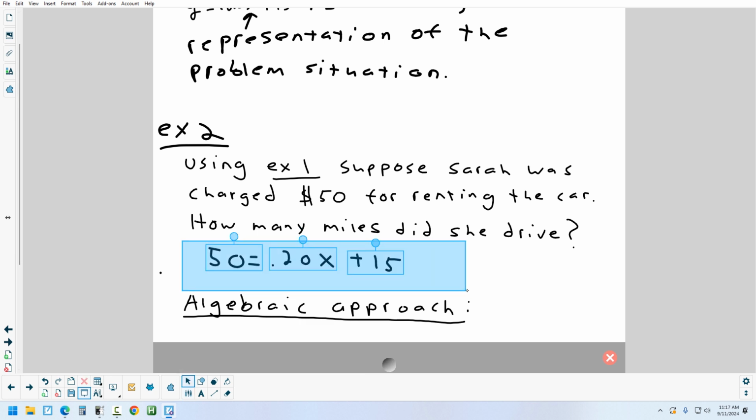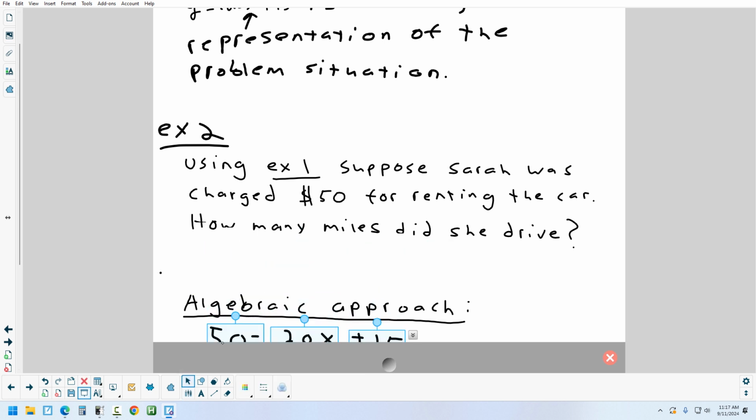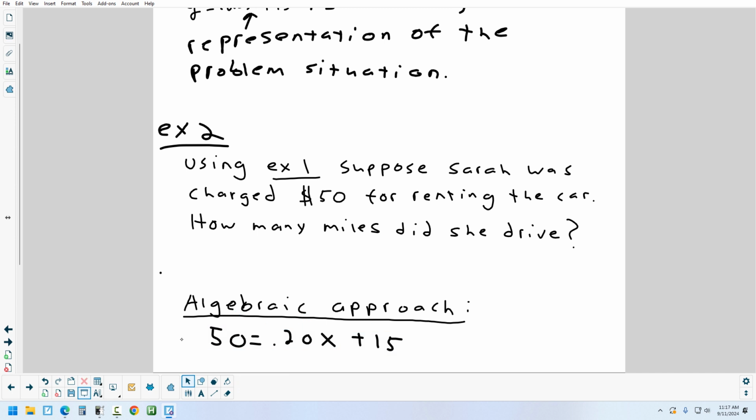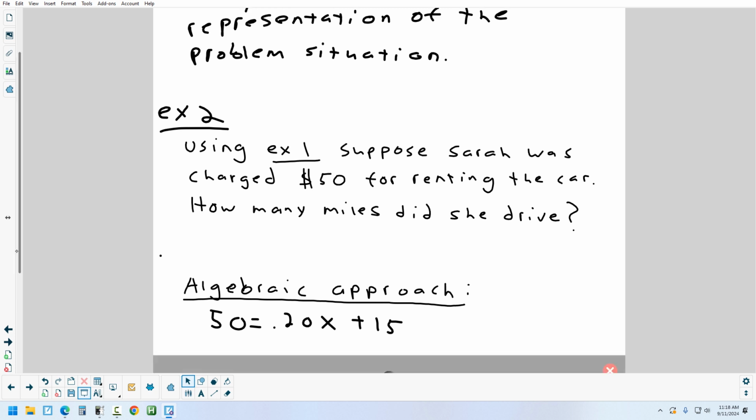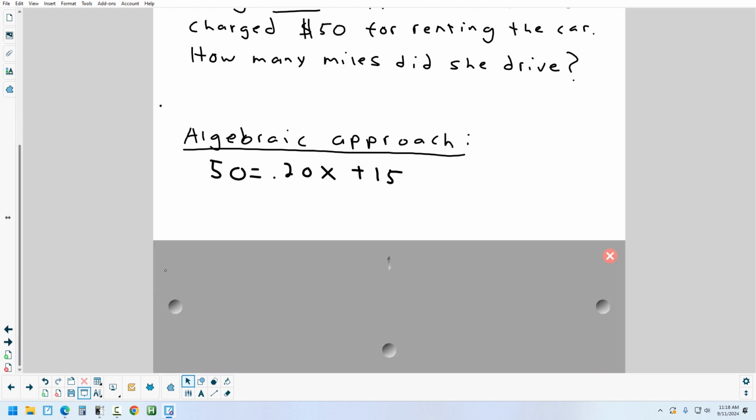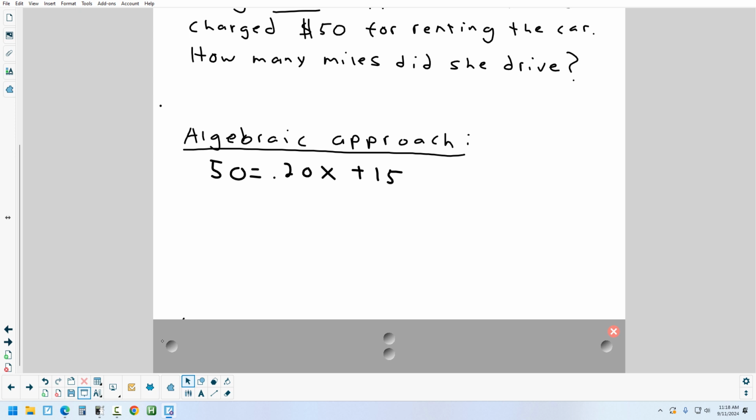I meant to write that down here. So we're going to solve this equation using algebra: 50 equals 0.2x plus 15. What's your first step to getting x by itself? Yeah, there you go. Subtract 15 from both sides.